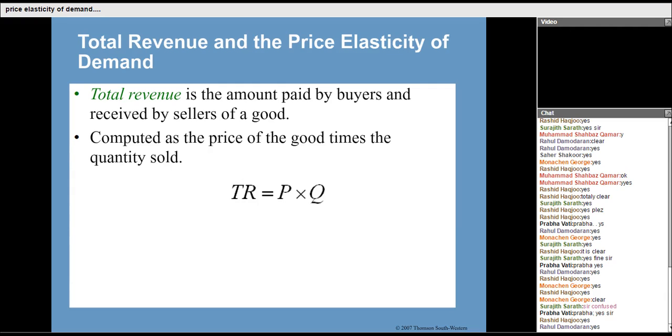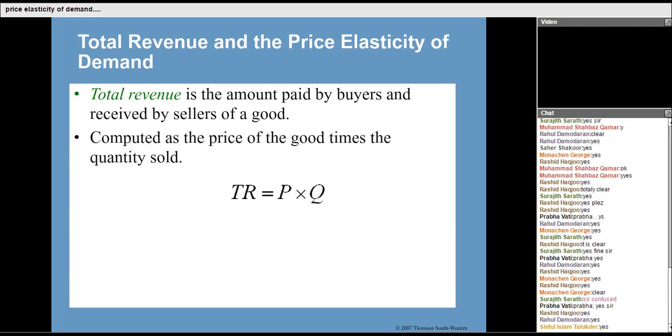Suppose you're doing a business and selling cars every day. One day you sold around 100 cars, and you got almost 100,000 pounds. That is your total revenue. Total revenue is the price of the good times the quantity sold. Like suppose the price of one car is 1 lakh rupees and you sold 100 cars, so it means 100 lakhs simply. That is your total revenue.